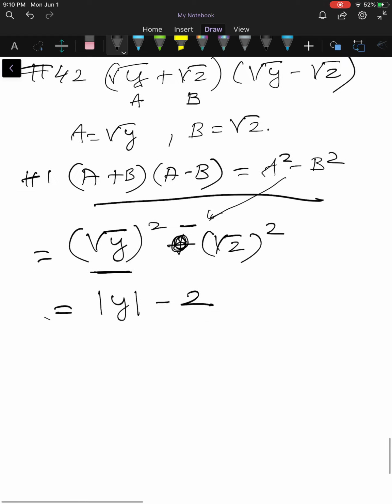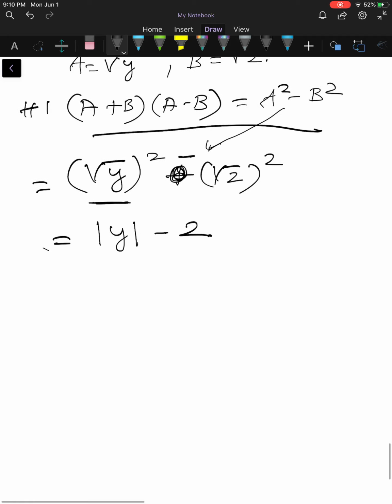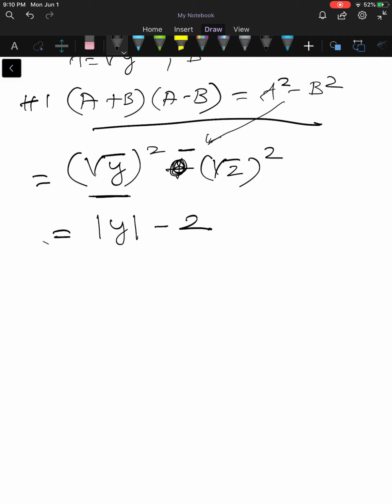These product formulas are really helpful when we are simplifying bigger and bigger expressions. Next example, this is 32 in your exercise book. So x minus 3y the whole square. Now this is of the form a minus b the whole square.